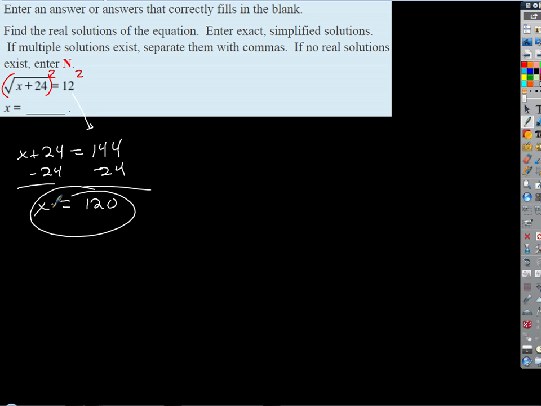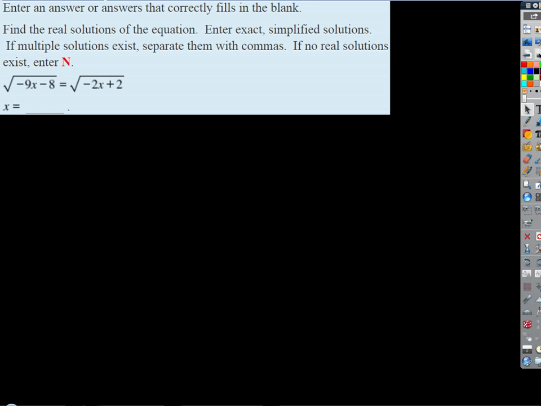Okay, one thing we got to keep track of here, though. When we take both sides of an equation to an even power, we introduce the possibility of extraneous solutions or invalid solutions. And so we always need to plug the value of x that we get back into the original equation to see if it works. So if we try out x equals 120, what happens to our original equation? We get the square root of 120 plus 24 is 144 equals 12, which is true. So 120 is a valid answer.